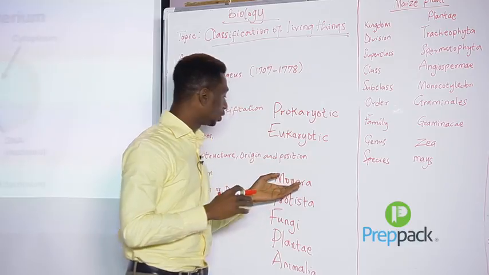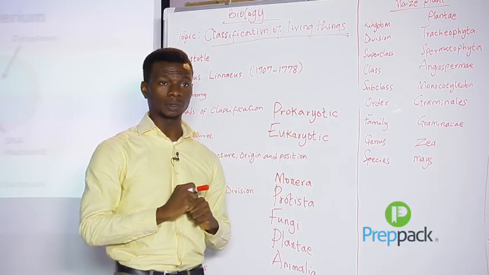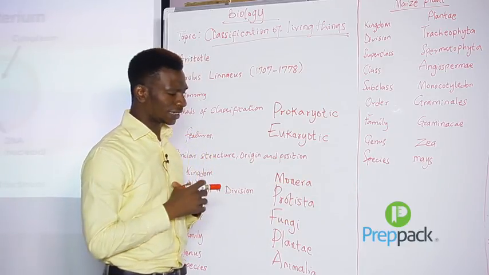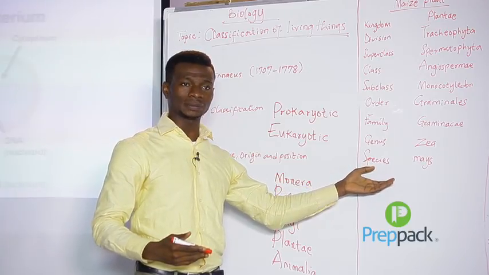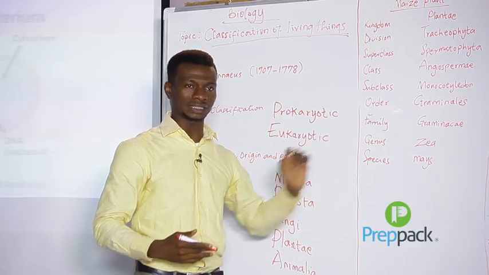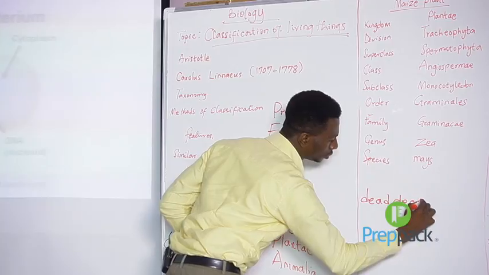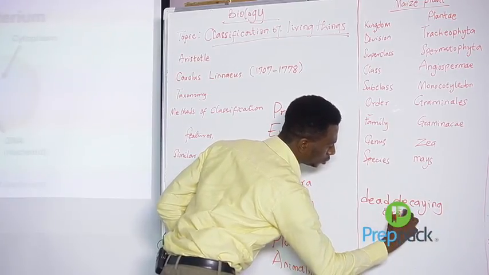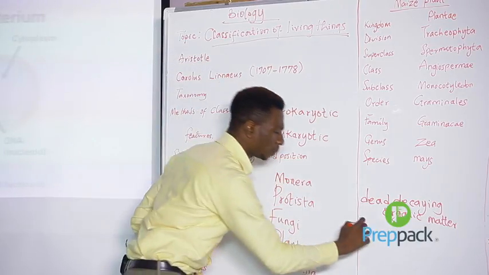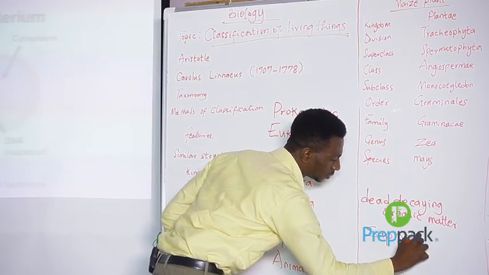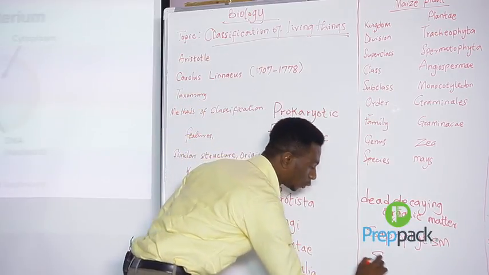For some of the other organisms in the kingdom Monera, like we mentioned earlier on, bacteria is one of the very pronounced members in that kingdom. Most bacteria are saprophytic in nature. What do we mean by being saprophytic? They feed on dead decaying organic matter. And that feeding process is called saprophytism. The organisms that behave in this manner are called saprophytes.